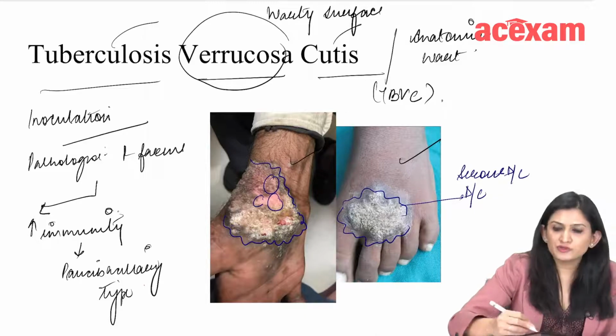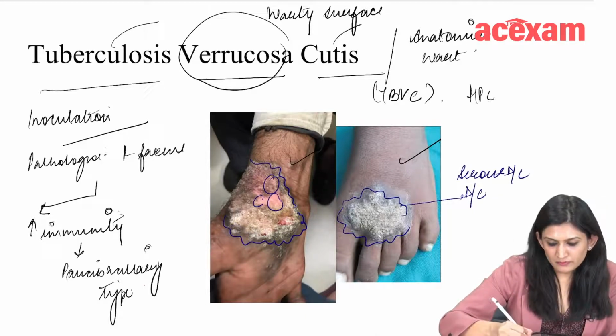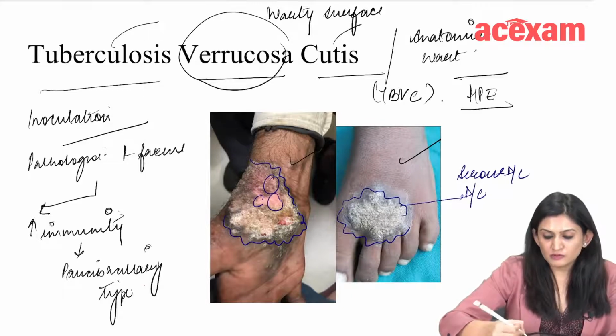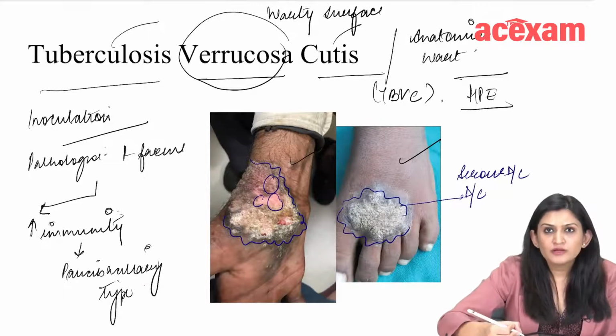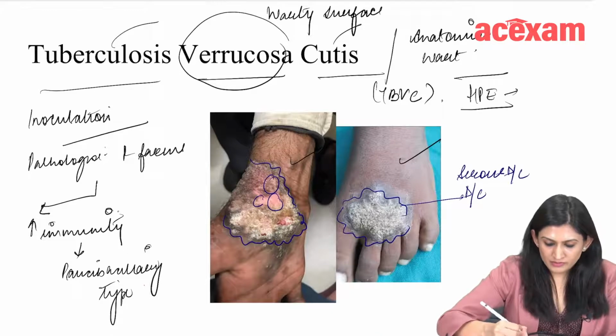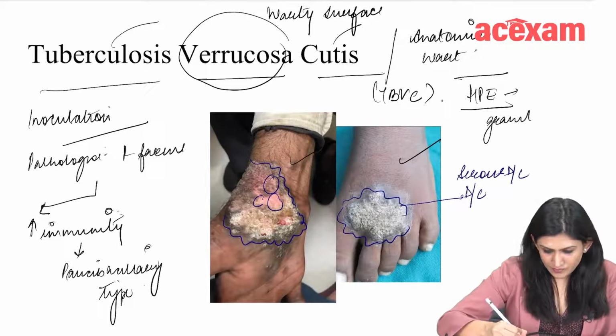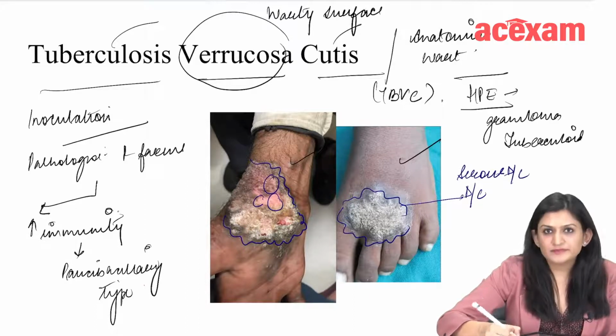And what would be the histopathology findings? So if you take a biopsy, what will you find on histopathology? You all know histopathology of tuberculosis is that you will find granulomas. So you will find tuberculoid granulomas in this. Okay.